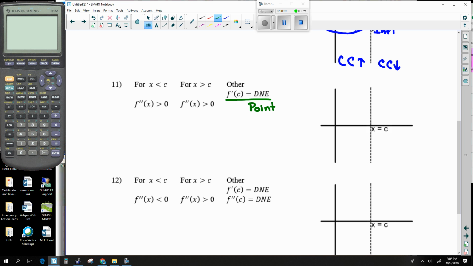Okay, so the left-hand side is concave up. Right-hand side is also concave up. And so we want some sort of point existing. So concave up, concave up.